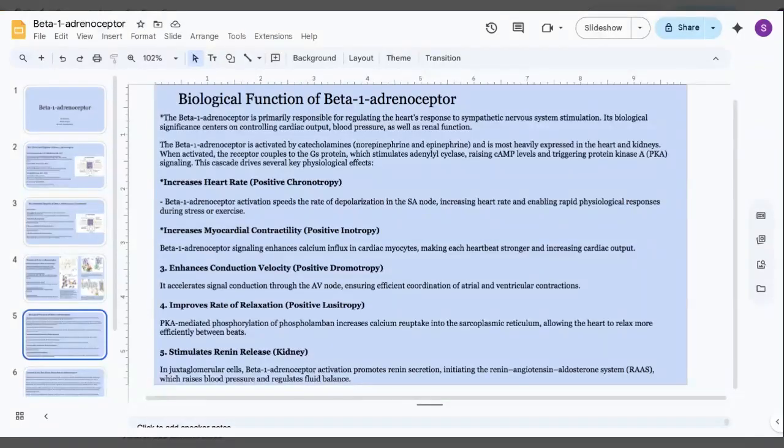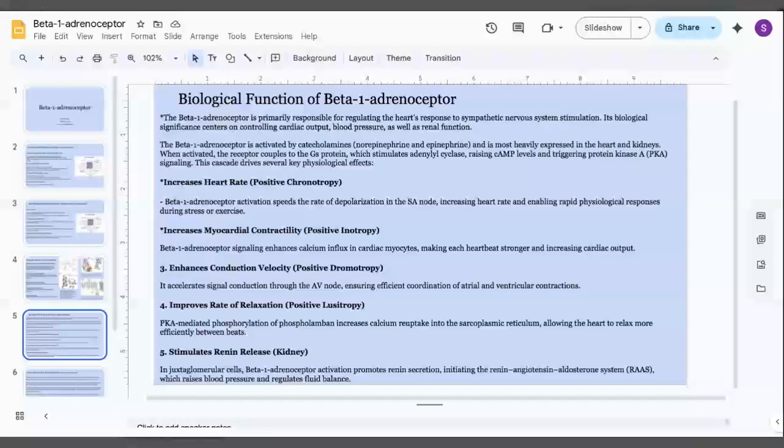What is the overall biological function of beta-1 adrenoceptor? What's related to it? What's its function? So basically, it's primarily responsible, like we mentioned before, for regulating the heart's response. It helps control cardiac output, blood pressure, as well as renal function. Going back to catecholamines, norepinephrine and epinephrine, being heavily expressed in the heart and kidneys. When activated, the receptor couples to the G proteins, stimulating and raising the cyclic AMP level and triggering protein kinase A signaling. And this cascade drives several key physiological effects.